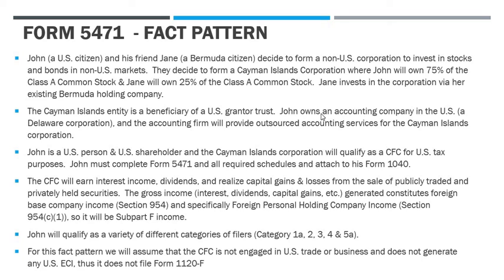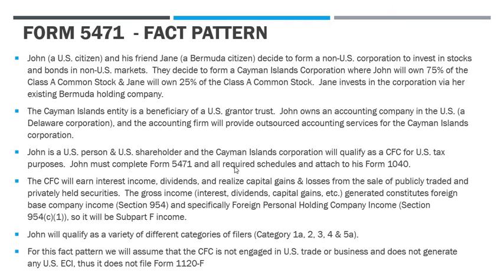And then in addition, we have John here. He owns an accounting company in the U.S. Now, the accounting company is not owned by the Cayman Islands entity. It's not owned by Jane. It's just owned by John. But the reason this is going to be relevant is because the two entities are going to do some business with one another. And I'll show you on Schedule M how that relationship needs to be disclosed, okay, for the outsourced accounting services.